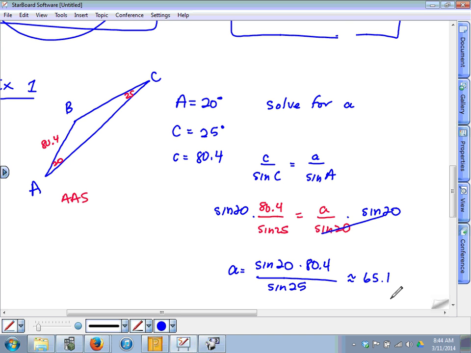Now this didn't include a unit of measure like feet or inches or yards, but if it did include a unit of measure, you've got to make sure that you put that in. So side a here is 65.1.